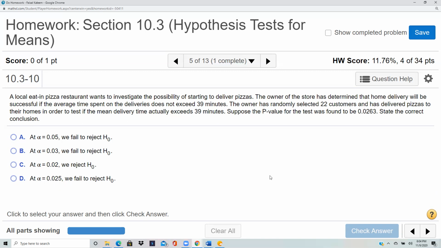Alpha 0.025, so P 0.0263 is greater than 0.025, so you should fail to reject the null because p is bigger than alpha, and now they are saying the right thing, fail to reject the null.